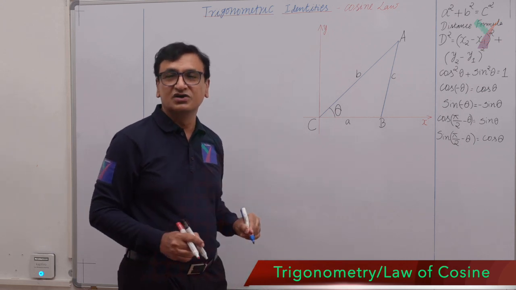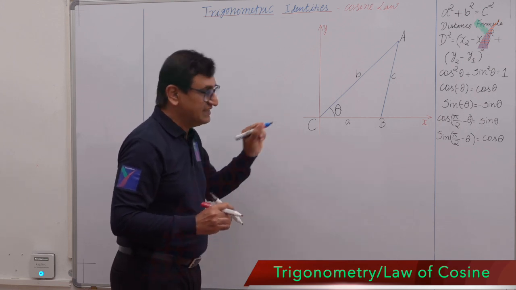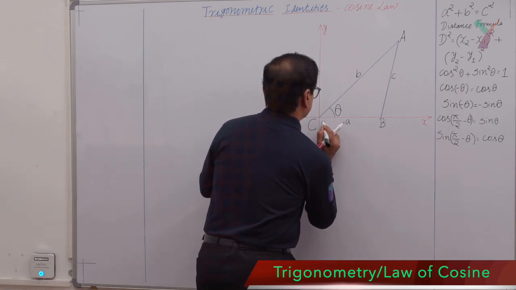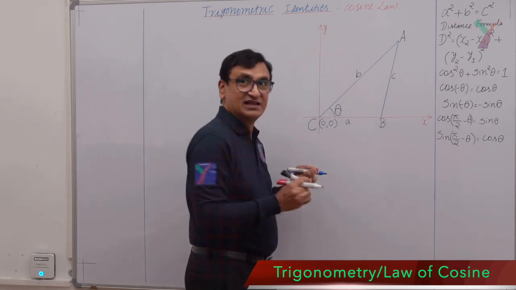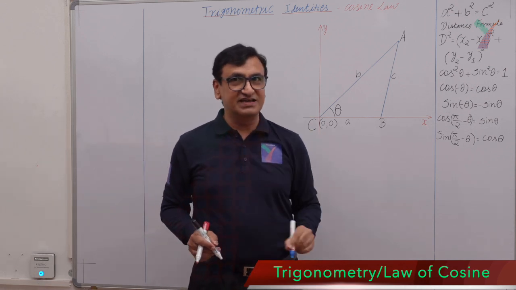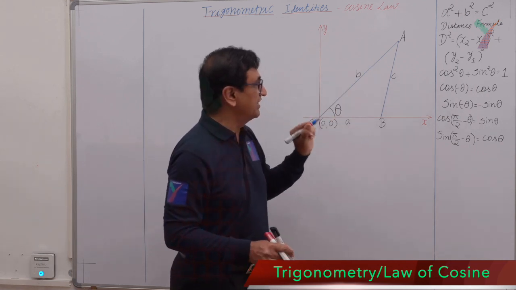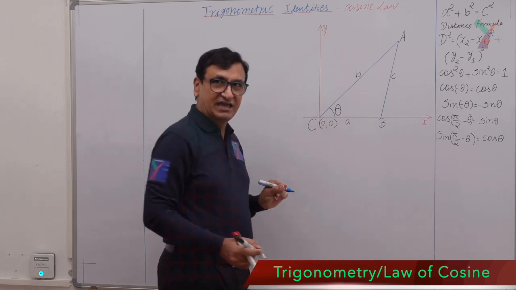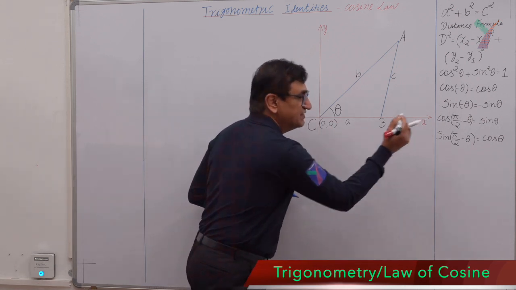Next, I'm going to write out the coordinates of A, B and C in polar form. C is at the origin, so the coordinate is 0, 0. Remember the polar form equivalent of x and y: x equals r cos theta and y equals r sin theta, correct? And we are going to use the same to write down the coordinates of A and B. The coordinates of B are, the length is a, so the coordinates of B are a comma 0, correct? Because it is lying along the x-axis.